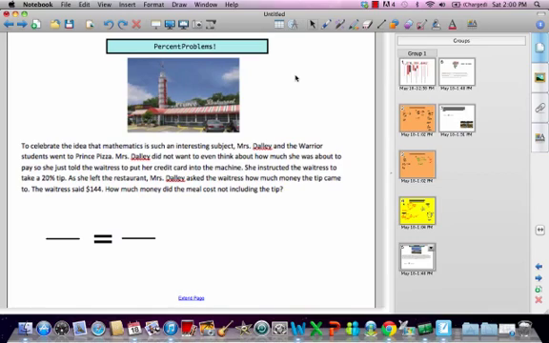As she left the restaurant, Mrs. Dolly asked the waitress how much money the tip came to. The waitress said $144. How much money did the meal cost, not including the tip?